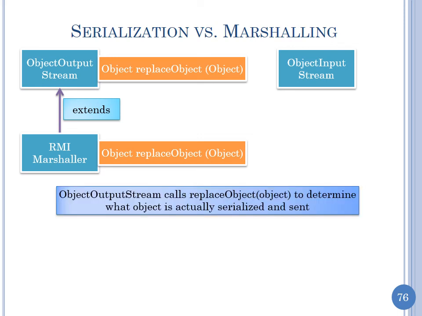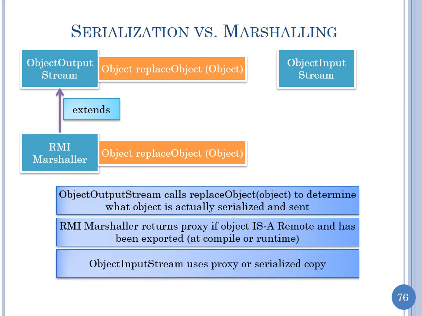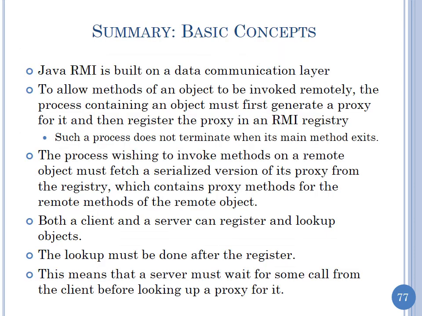So ObjectOutputStream calls replaceObject to determine what object is actually serialized and sent. So RMIMarshaler returns the proxy if the object is remote and has been exported at compile time or runtime. Okay, we haven't seen how you can export things at compile time. That's the old way. We are doing the new way through exportObject. Okay, and ObjectInputStream uses the proxy or serial.